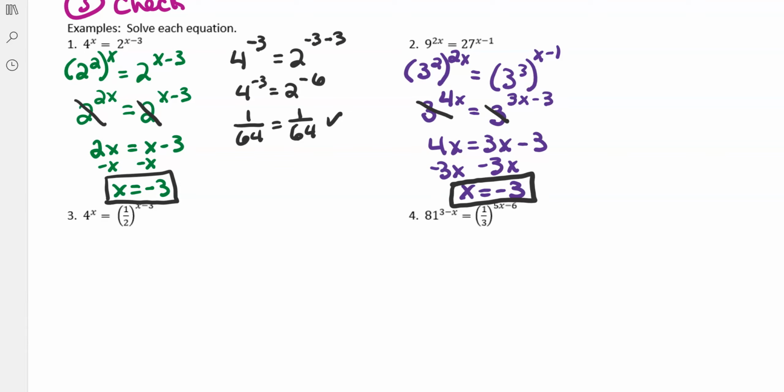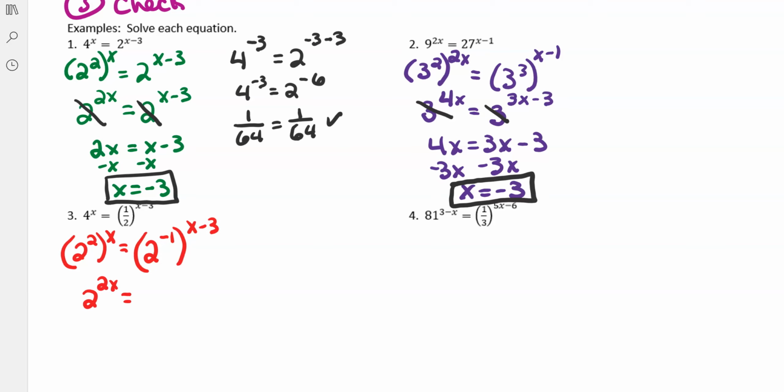So 2 squared gives me 4. We just did that a little while ago in number 1. And 1/2 is 2 to the negative 1 power. So remember, negative exponent flips. So this is going to be 2 to the negative 1 times x minus 3. All right, again, we're going to multiply our exponents. So that's going to be 2 to the 2x.